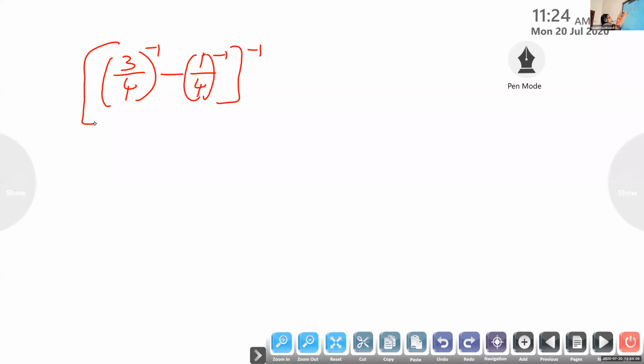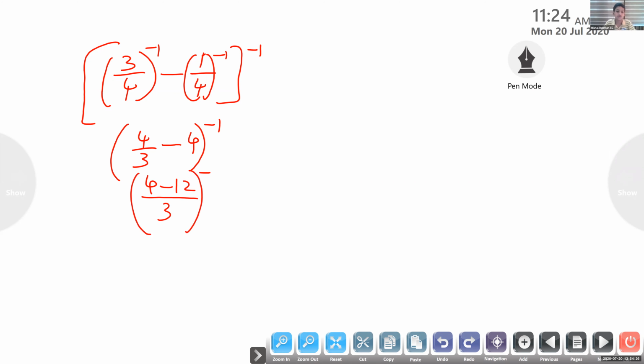Then 3 by 4 raised to minus 1 we can write 4 by 3, minus 4, the whole raised to negative 1. Okay. So here 3 is the LCM. So 4 minus 12 by 3, negative 8 by 3.